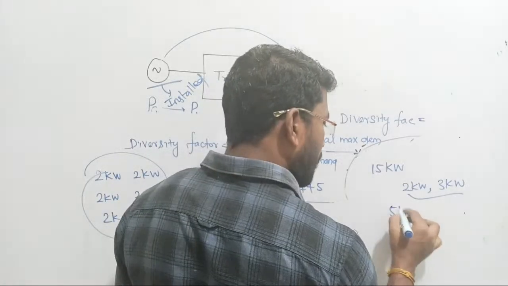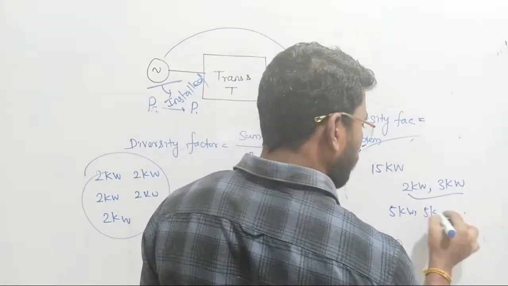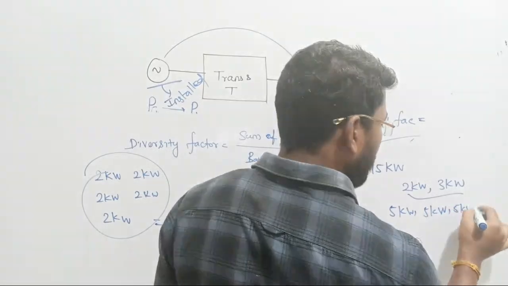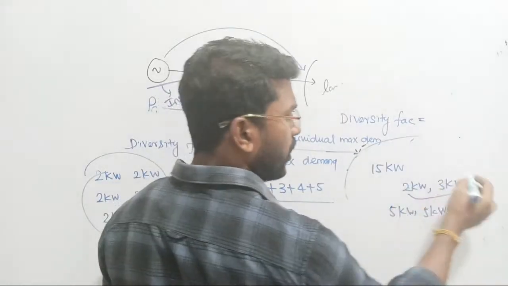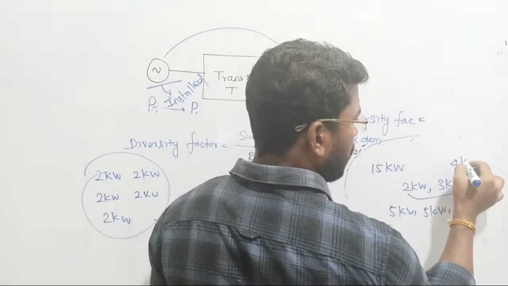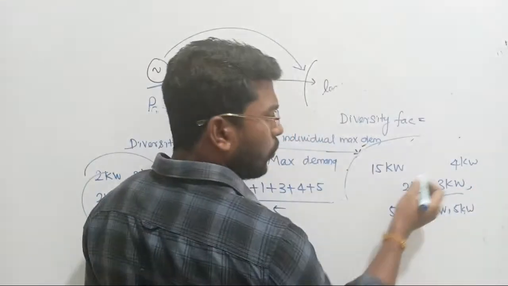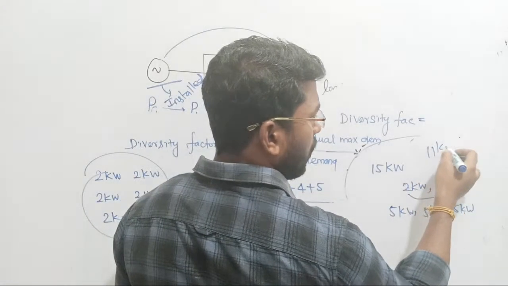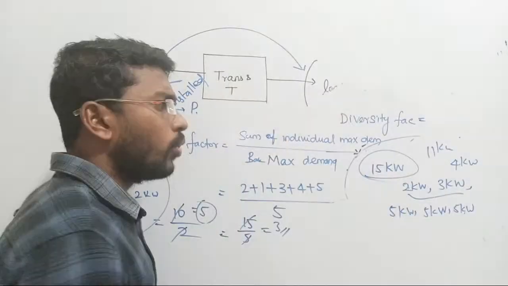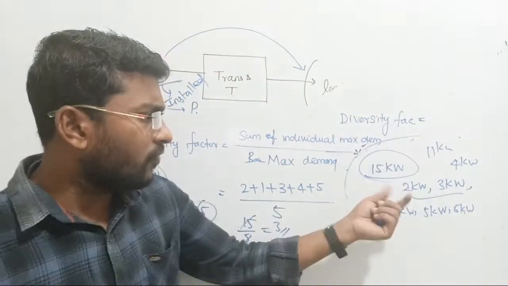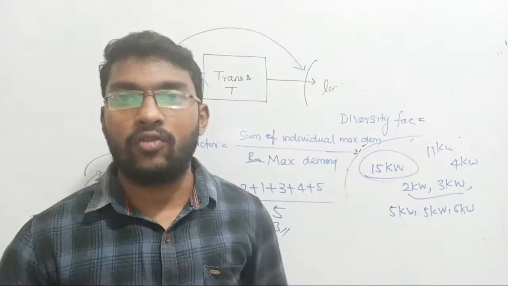Suppose all the people are consuming 5 kilowatt, 5 kilowatt, 5 kilowatt. In the first case, 2 kilowatt, 3 kilowatt, another person is consuming 4 kilowatt. Here, 2 plus 3 plus 4 becomes only 11 kilowatt, whereas I can utilize the alternator up to 15 kilowatt. So here we are not effectively utilizing the value of the alternator.